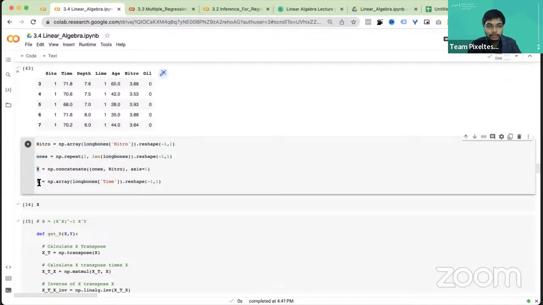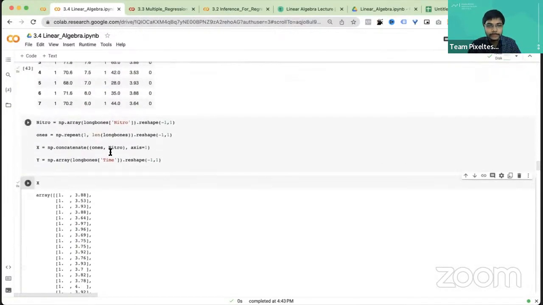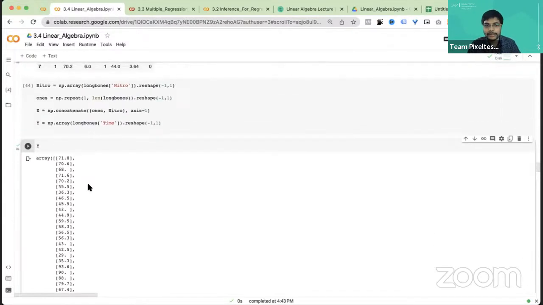So now y is very easy. Y is going to be time, and x is going to be ones and nitro, right? So if you are going to print x now, it's going to be ones and nitro, right? So you got them, and y is simple time. So I'm going to print y. So you'll have your time, right? So we got our arrays.